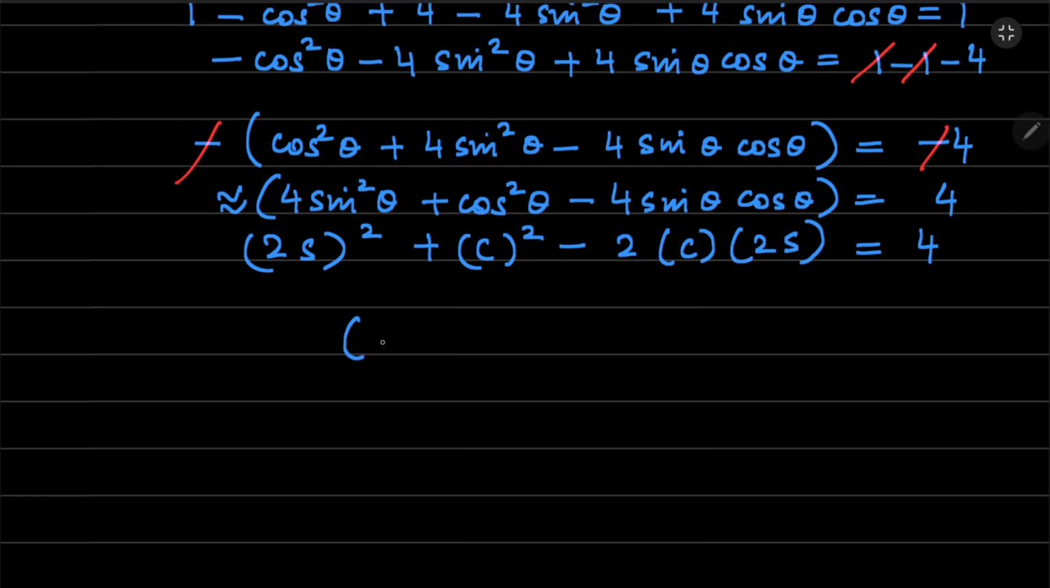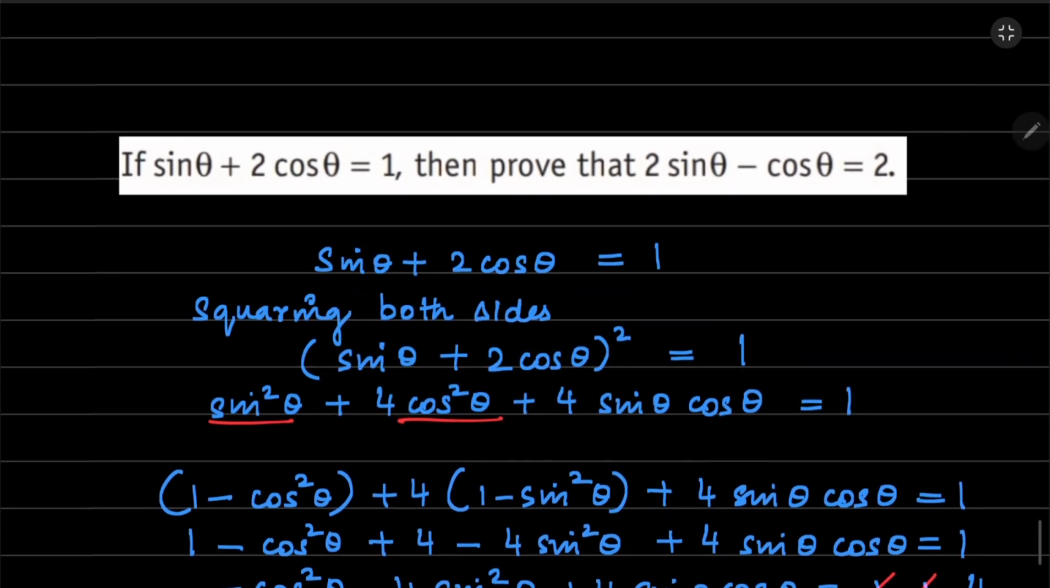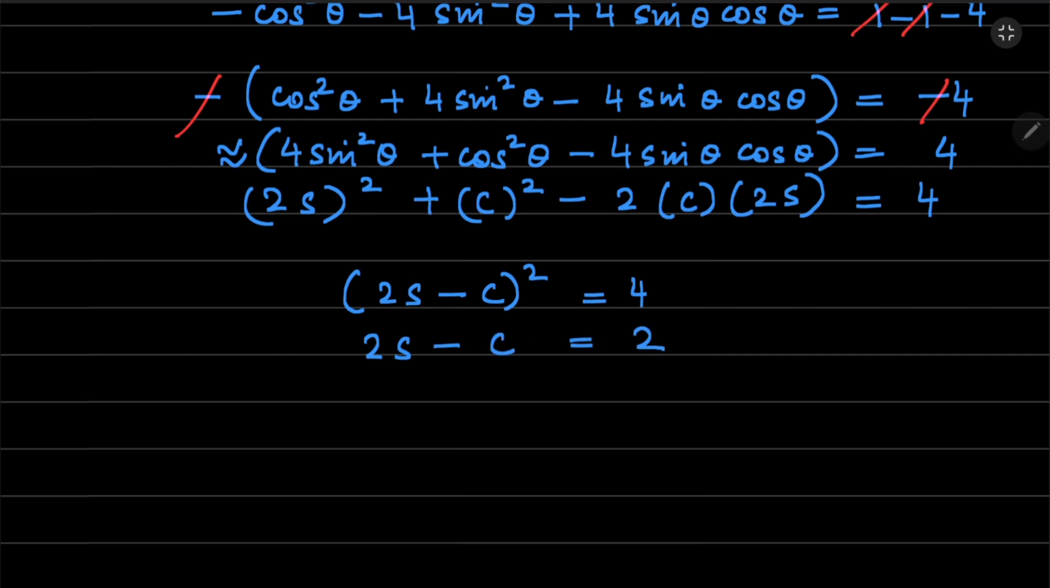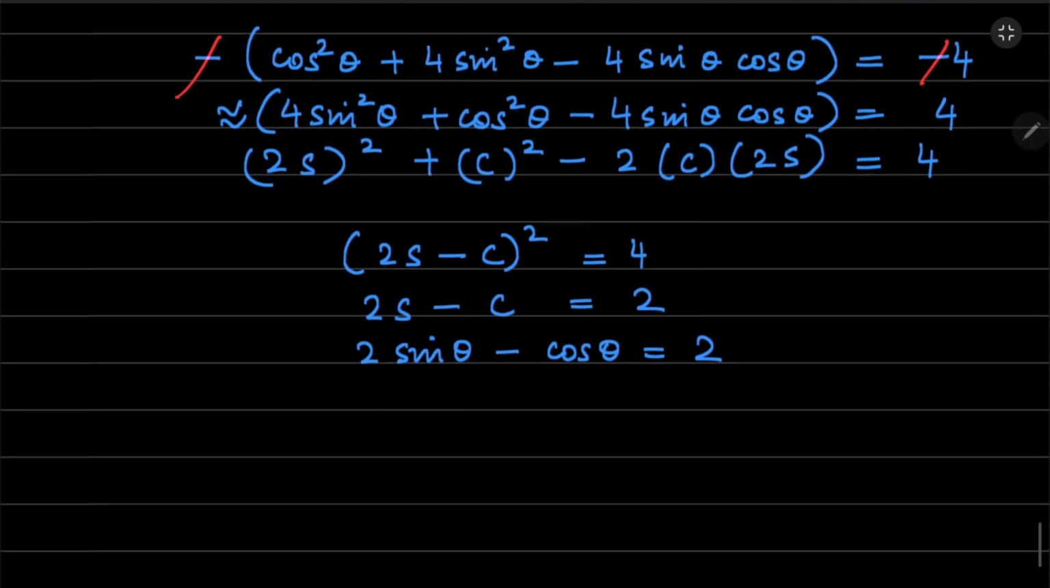So now I can write a minus b. So (2 sine minus cos) the whole square, because that's what I need in the proof. 2 sine minus cos, isn't it? So (2 sine theta minus cos theta) the whole square is equal to 4. Taking the square root, 2 sine minus cos is equal to 2. Okay, so I can write it elaborately: 2 sine theta minus cos theta is equal to 2 is what I have to prove. 2 sine theta minus cos theta equal to 2.